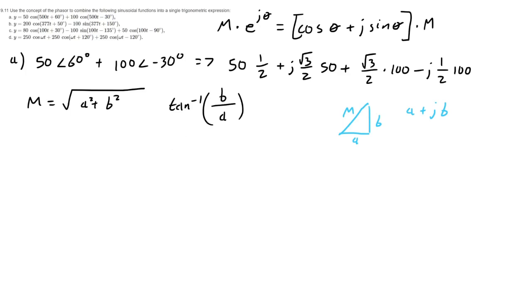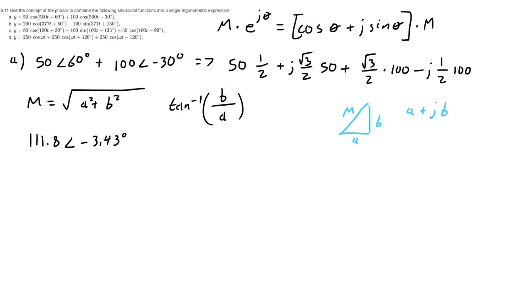But that's a topic for a different course. Anyway, so the M is going to end up being 111.8, and the phase is going to be minus 3.43 degrees.